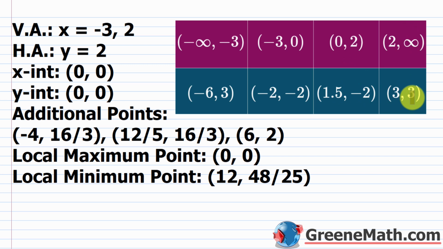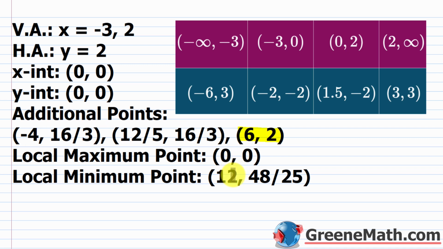Now, I'm just going to tell you, in a lot of cases, you do need to get additional points. So I've put some here. We figured out (6, 2) earlier. That's where we're going to intersect that horizontal asymptote, y equals 2. But these are just additional points that I came up with to help with the graph. So (-4, 16/3), and then (12/5, 16/3).